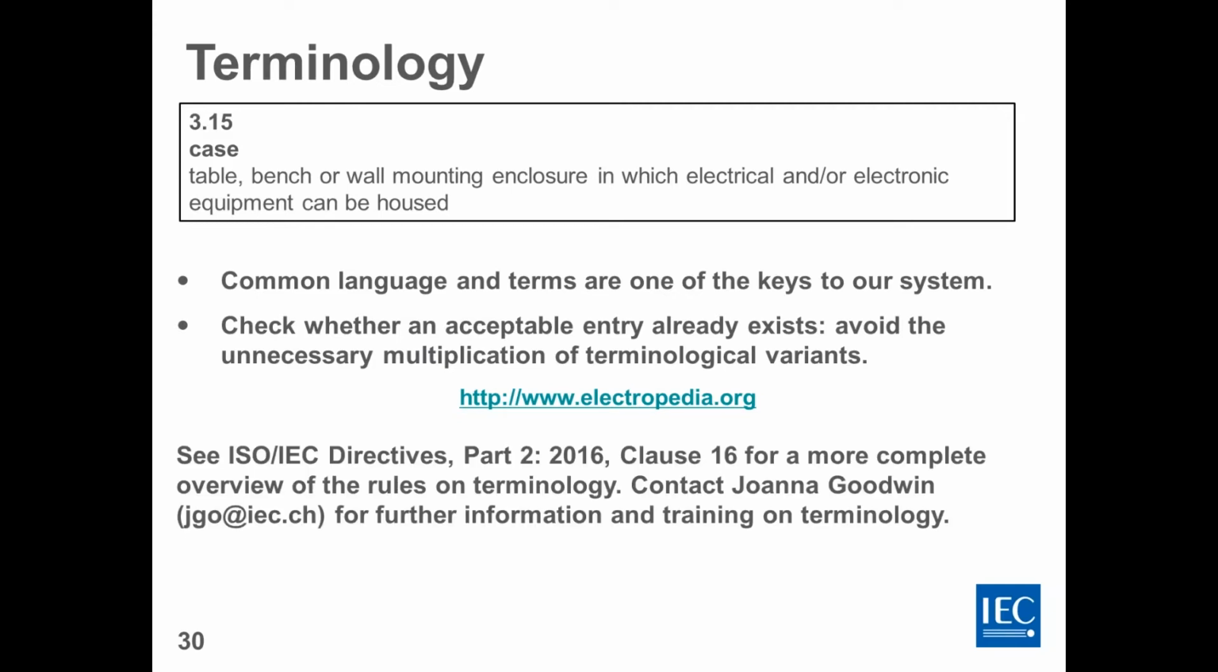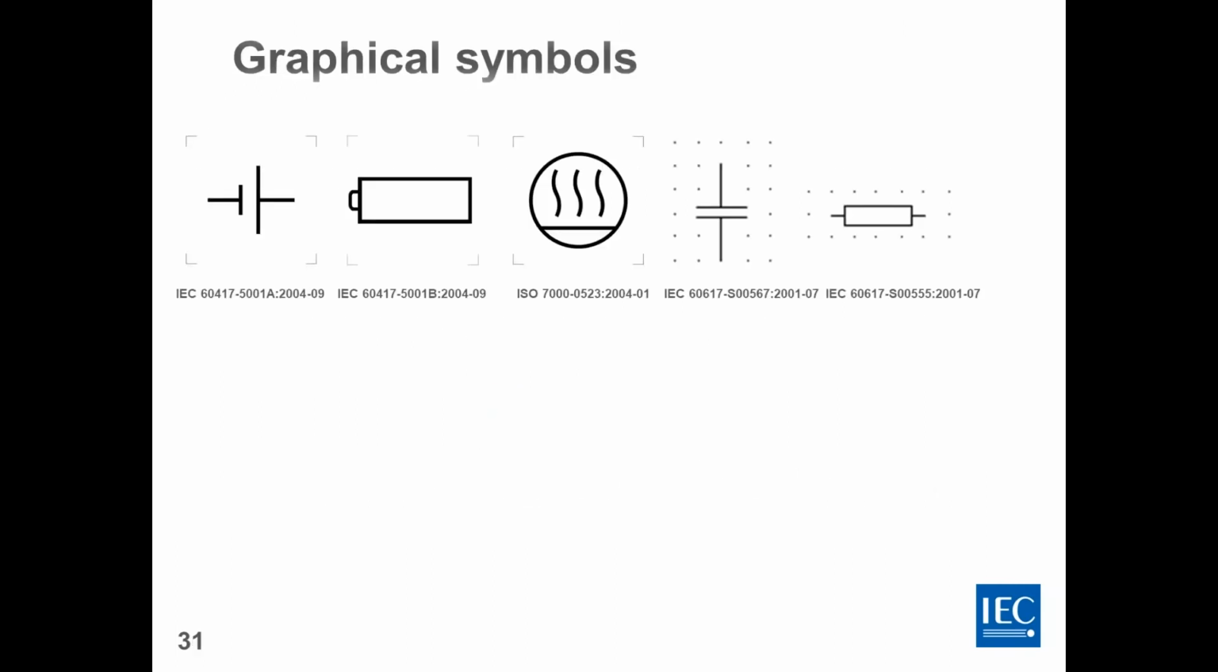As an extension of what I've just said on terminology, we also have the notion of graphical symbols within standards. Graphical symbols are language-independent symbols which can be used either in diagrams or on equipment, and they are standardized by ISO and IEC. So for example, IEC 60617 deals with graphical symbols for use in diagrams, and IEC 60417 and ISO 7000 deal with graphical symbols for use on equipment.